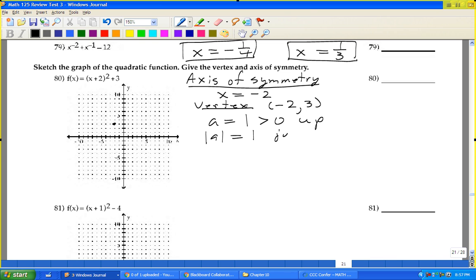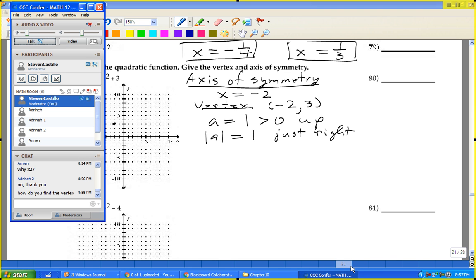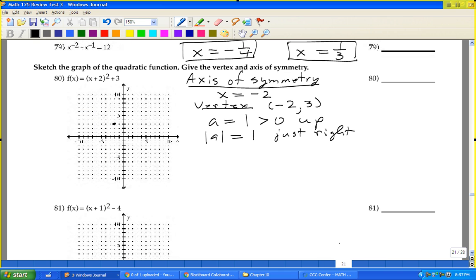And so, question. How do you find the vertex? This is just read from here. The x coordinate of the vertex is found by setting what's inside the square equal to 0, or just change the sign of this quantity. So you change the sign of the plus 2 to a negative 2, and then the y coordinate is this other number out here, 3. So you're not really doing anything, you're just reading it off. Okay?